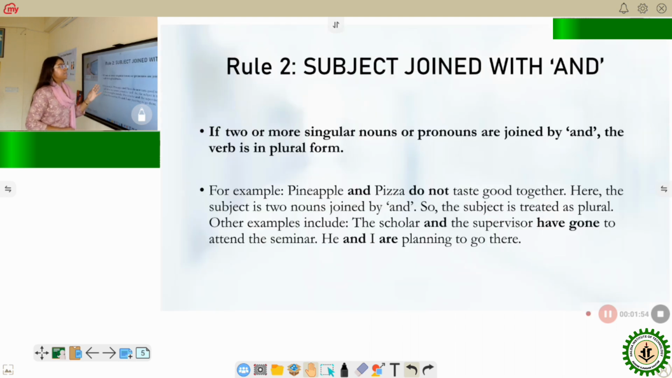Now comes the subjects that are joined with and. Suppose two single subjects, but they are joined with the conjunction and. Then it will be treated as plural subject. For example, pineapple and pizza do not taste good together. Pineapple, pizza, two singular subjects, but they are joined with the conjunction and. So, the subject will be treated as plural. So, we will use a plural verb in the sentence. The scholar and the supervisor have gone to the seminar. The scholar and supervisor, two singular subjects joined with conjunction and. So, this will be treated as plural subject.